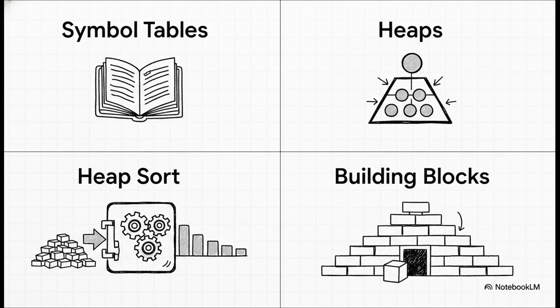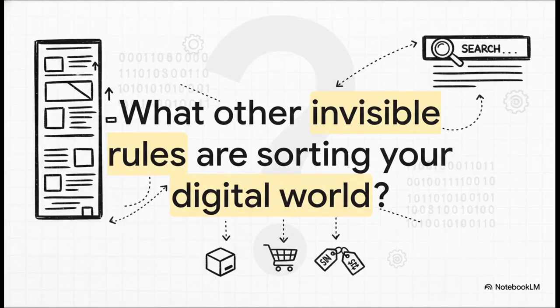It's all about taking simple, clever ideas, like the heap, and using them as building blocks to solve much bigger, more complex problems. And that kind of leaves us with a final thought to chew on. We've just uncovered the hidden logic behind one sorting method. But every single time you look at a news feed, or see your search results, or browse a list of products online, there's an algorithm putting it all in a specific order for you. So the real question is, what other invisible rules are out there constantly sorting your digital world?